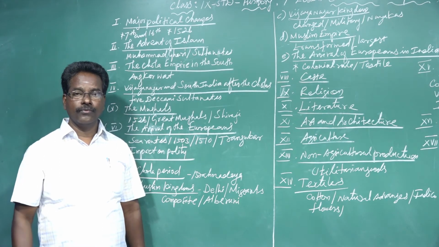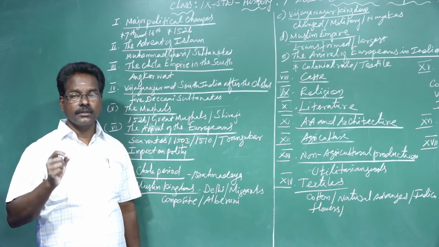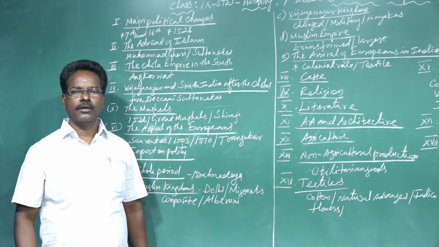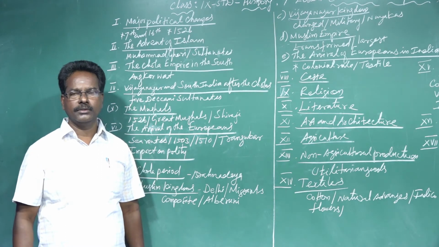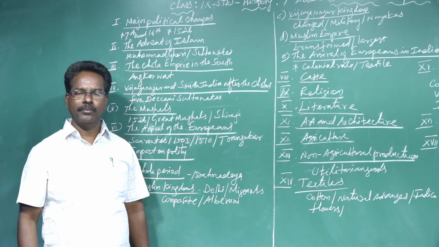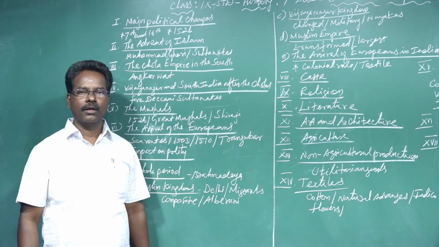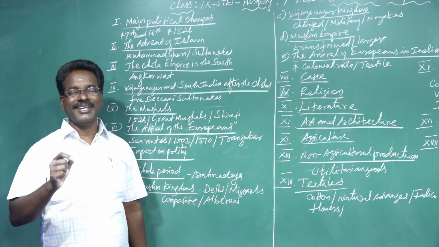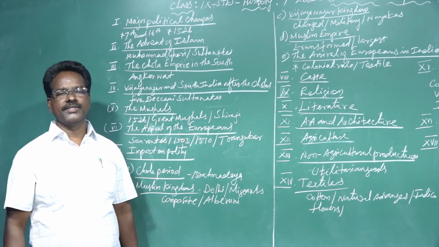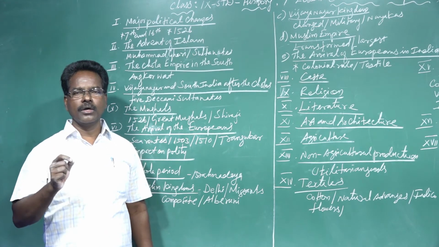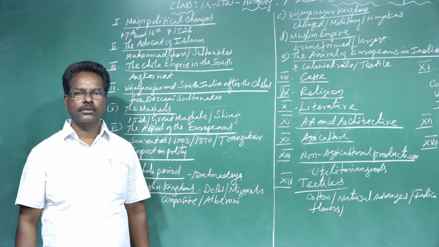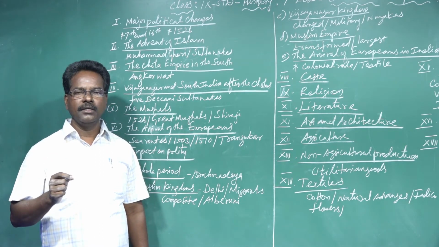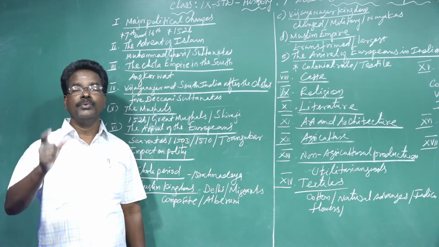Later, five sultanates came up in the Deccan. For example, Bijapur, Golconda, Ahmednagar, Berar, Bidar. Among the five sultanates, Bijapur and Golconda were the largest. Both were politically, economically, literarily and militarily well-developed states.